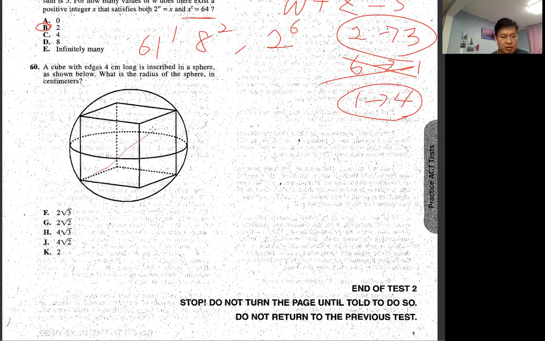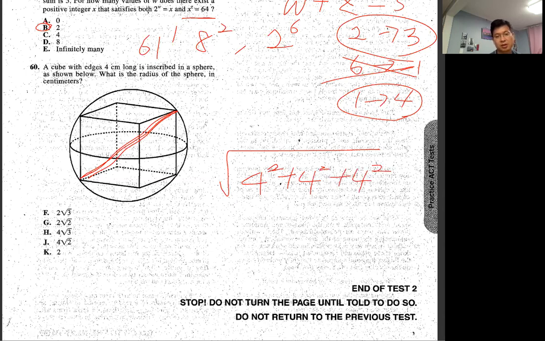Okay, diagonal. When you see a sphere, you always have to pay attention to the diagonal. So edge is 4. So diagonal is the square root of one edge squared plus the other edge squared plus the other edge squared. So it's 4 squared plus 4 squared plus 4 squared. So 16 plus 16 plus 16, 48, which is 4 root 3. That is the diameter of this sphere. So half of it is the radius, so it's f.